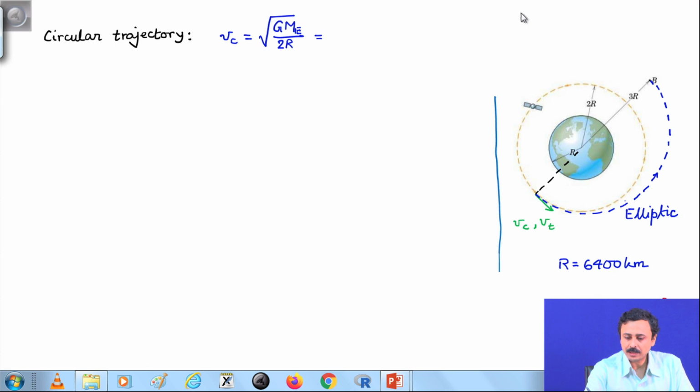So, for the circular path, the orbital speed, this we have derived, is under root G M, the central gravitating mass is earth, therefore, we have to consider capital M as mass of earth. The orbital speed is under root G mass of earth by 2 times r. So, that is the radius of the circular path. So, it was under root G M e by r, radius of the circular path, which in this case is 2 times the radius of the earth. Therefore, V c is this.